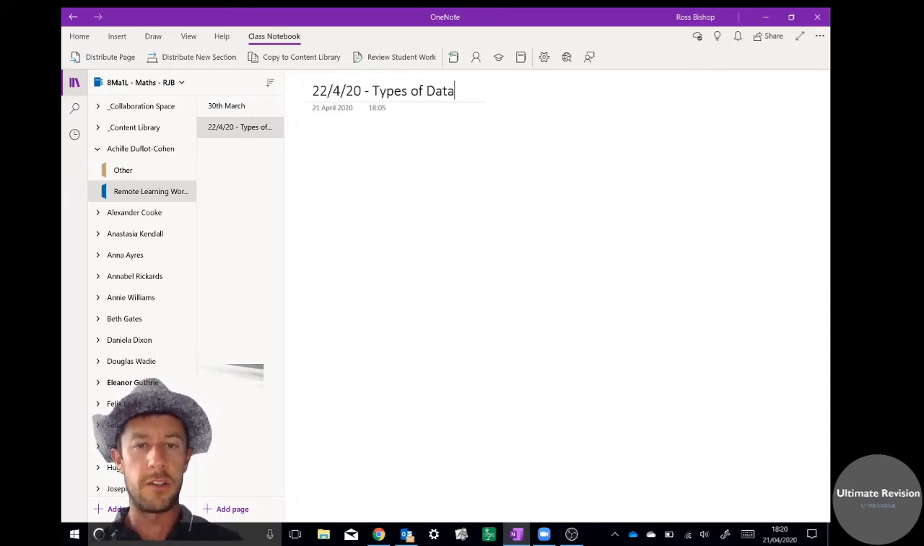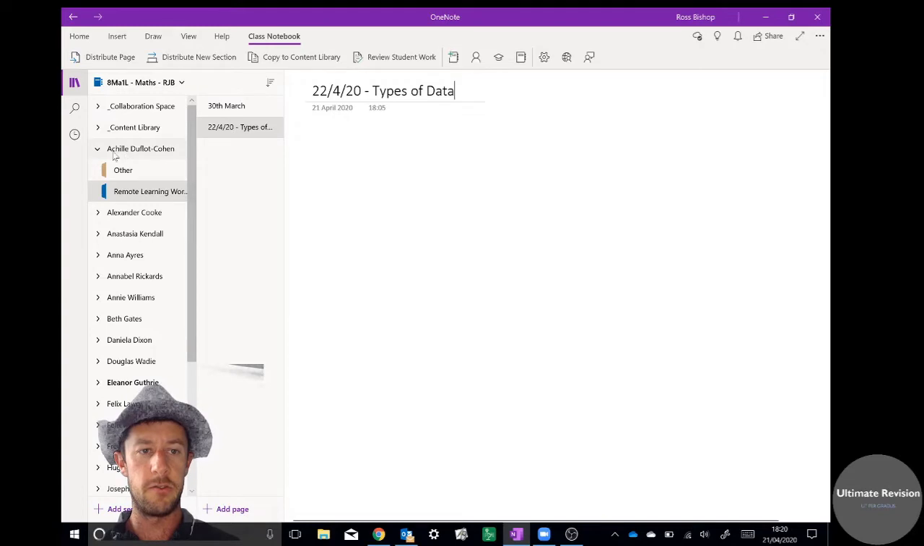Now, we started it last term, but what I would like you to do is to upload your work to your OneNote page each lesson, and that's really, really useful. Now, what I've done this lesson is, you'll see in Ashil's work here, it's in remote learning working, and I've created a page with today's date. It's called types of data. That's what we're going to be doing today.